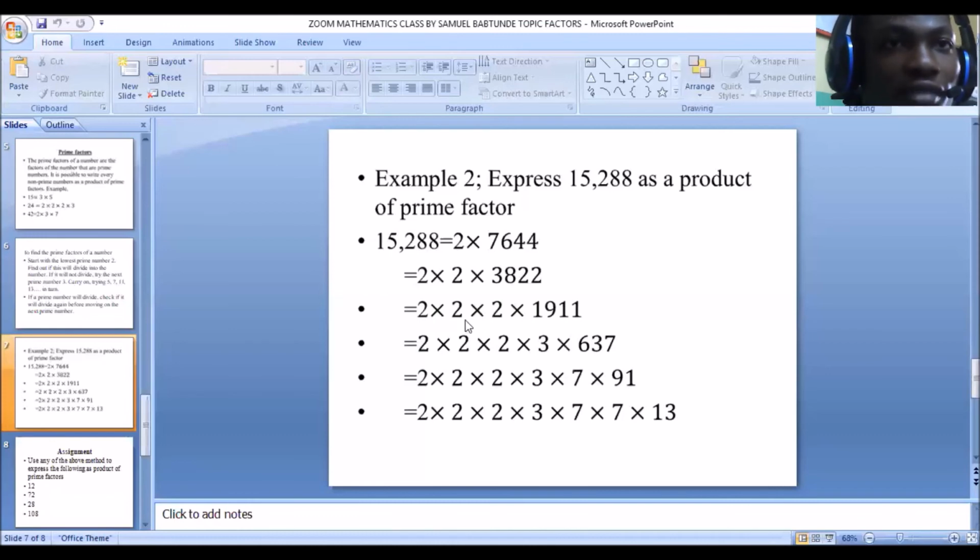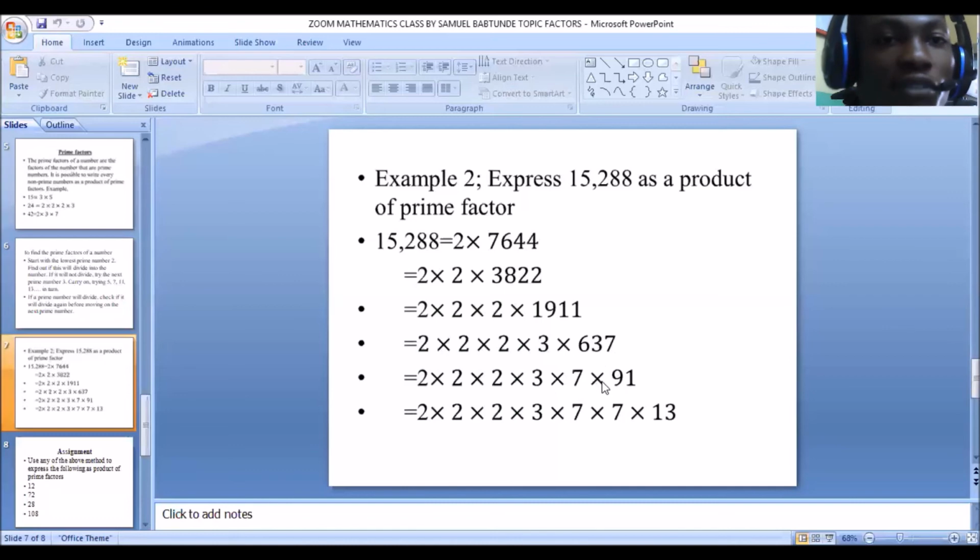Let me take it over again. I told you that we express 15,288 as a product of its prime factors. We start with the lowest, which is 2. We started with 2. We got 7,644. You check again if 2 can go. Yes. And we have 3,822. We check again if 2 can go. Yes. And we have 1,911. We check again if 2 can go. No, 2 cannot go. So we move to the next prime number, which is 3. And 3 can go. And we have 637. We check again if 3 can go. No, 3 cannot go. So introduce 7. And 7 can go. And that gives us 91.